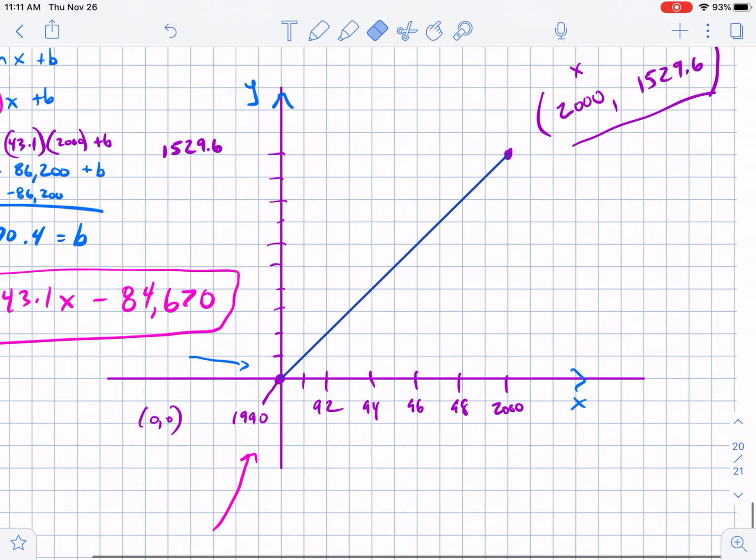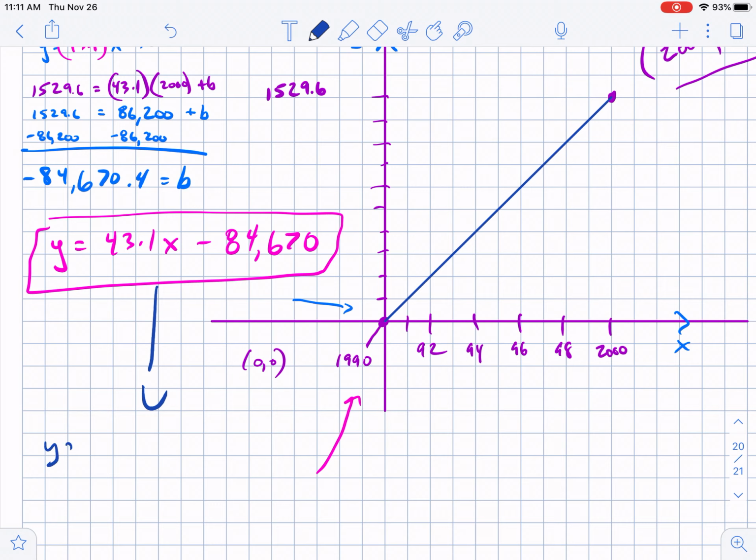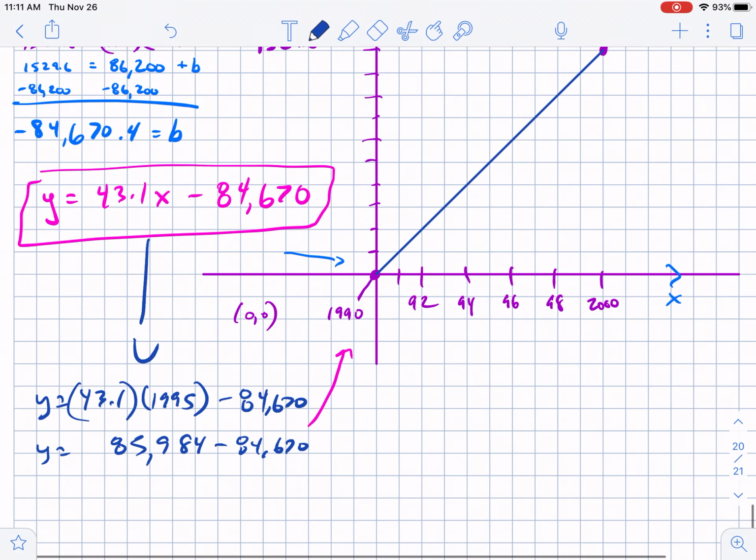How many visits were made to the park in 1995? Well, I take my formula and I plug in 1995. So, y equals 43.1 times 1995 minus 84,670, and 43.1 times 1995 is 85,984. I subtract 84,670, and I get 1314.